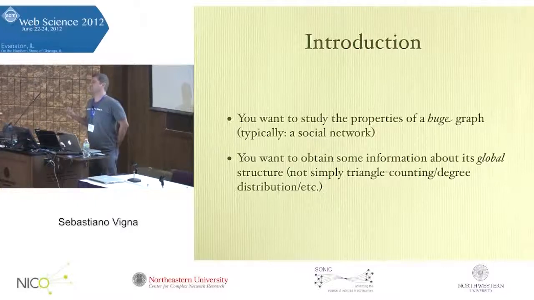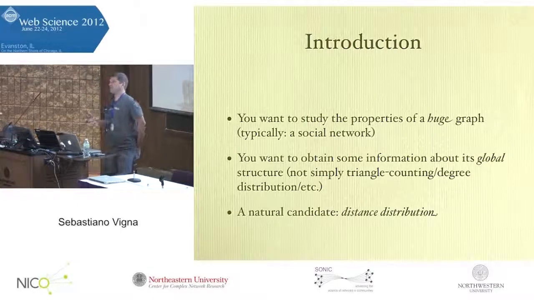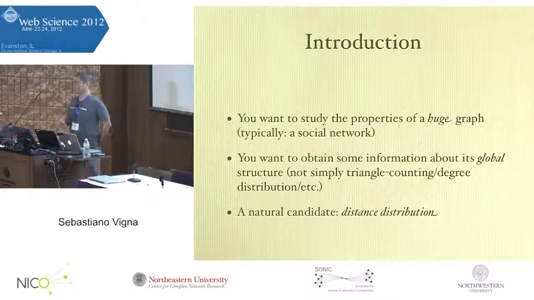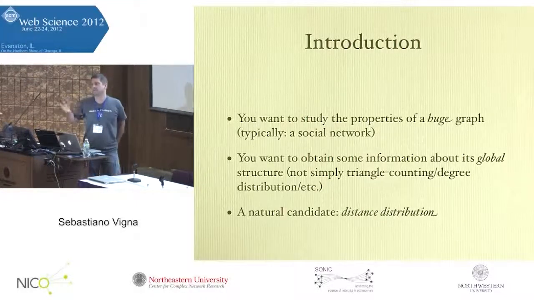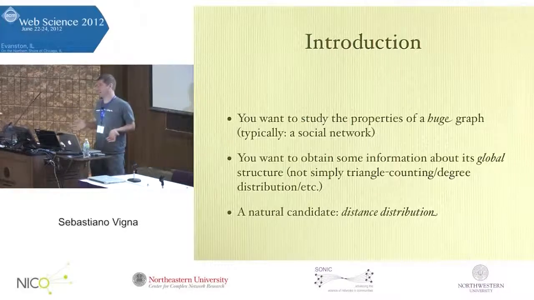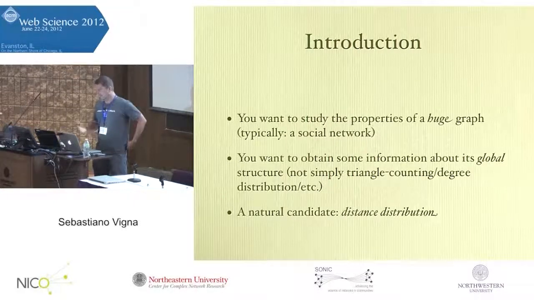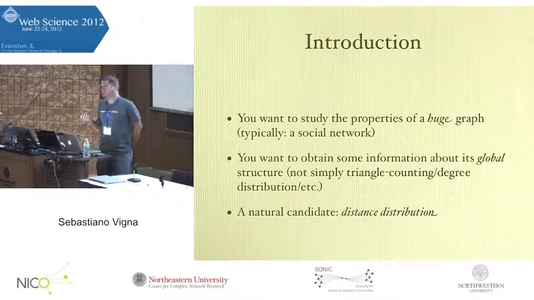Or you might want to look globally at the structure of the graph, and a very natural candidate is the distance distribution, when you want to understand how a graph behaves in the large, and the graph is too big to be simply drawn, or other indicators don't really tell you what's happening. It's one of the many things you can look at, but it's somehow the simplest thing you can look at that is really global.